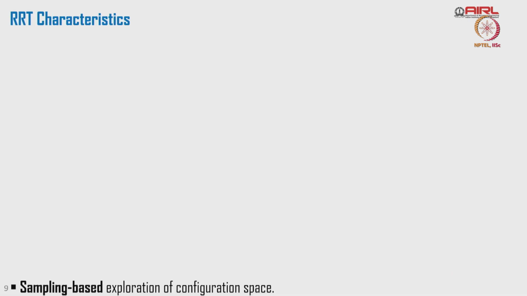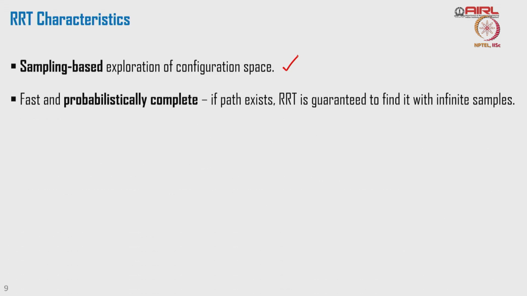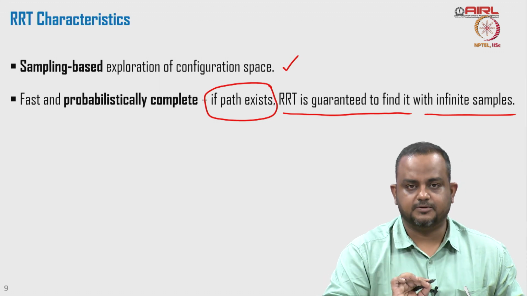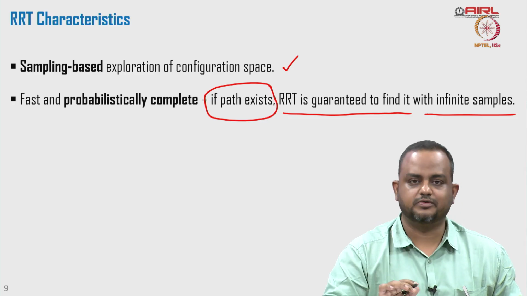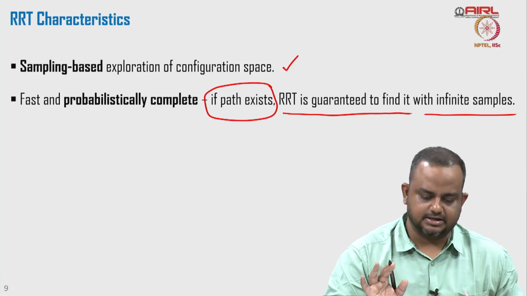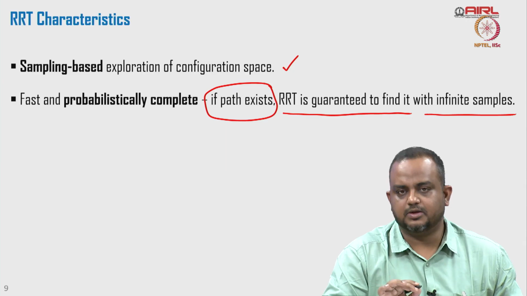In RRT, as we have seen, it is a sampling based exploration of configuration space. It is fast and probabilistically complete. What does that mean? If the path exists, then RRT is guaranteed to find it with maybe an infinite number of samples or at infinite time. But it will be able to find a path, that is guaranteed. Whether it is good, whether it is useful or not, whether there can be any further improvement, we will see later. But that guarantee we can give: if the path exists, the RRT algorithm will find it.